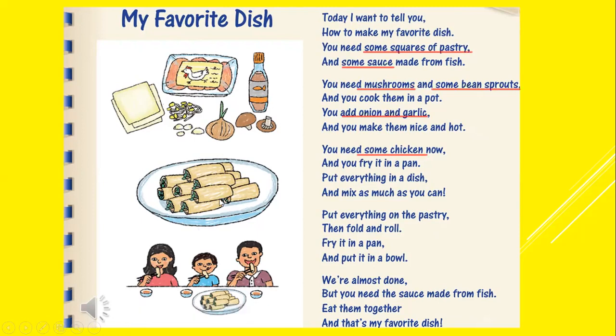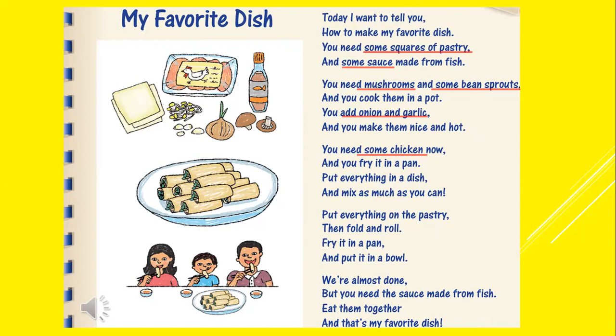Listening 78. Listen and read. My favorite dish. Today I want to tell you how to make my favorite dish. You need some squares of pastry and some sauce made from fish. You need mushrooms and some bean sprouts, and you cook them in a pot. You add onion and garlic, and you make them nice and hot. You need some chicken now, and you fry it in a pan. Put everything in a dish and mix as much as you can.